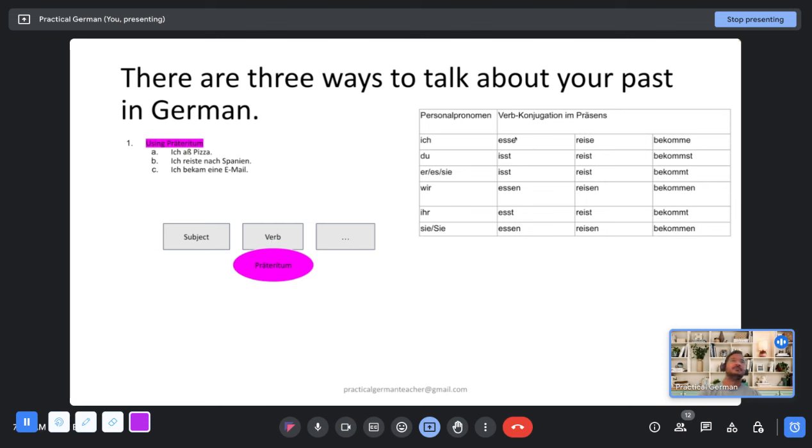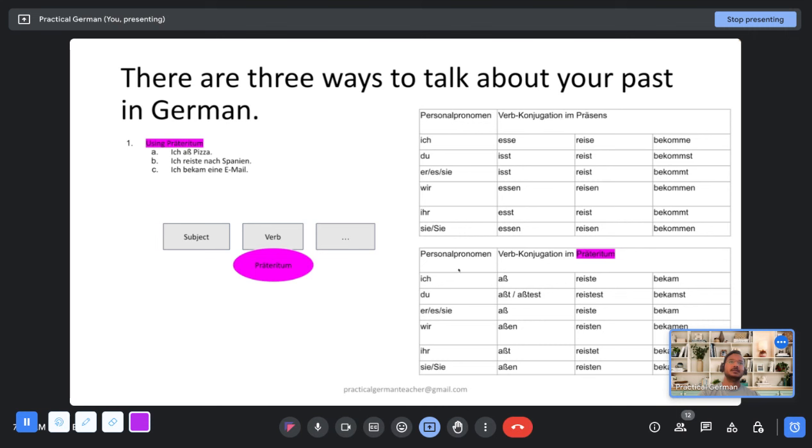For example, you have the verb essen, right? Anyone feels like reading this table for me? Ich esse, du isst, er isst, wir essen, ihr esst, sie essen. So this is in present tense, right? Verb conjugation in present. In Präteritum, please read.